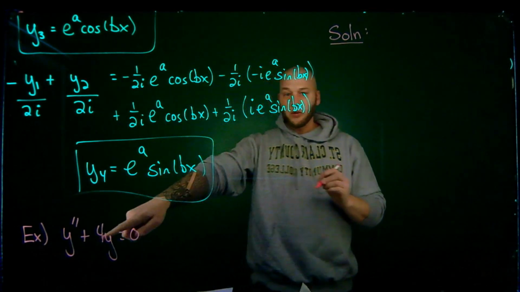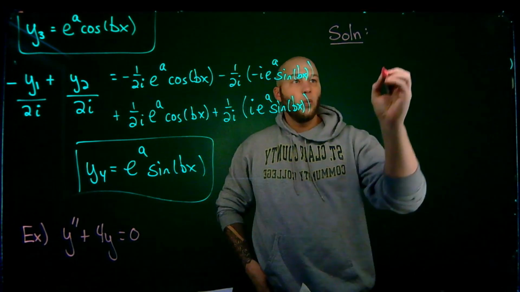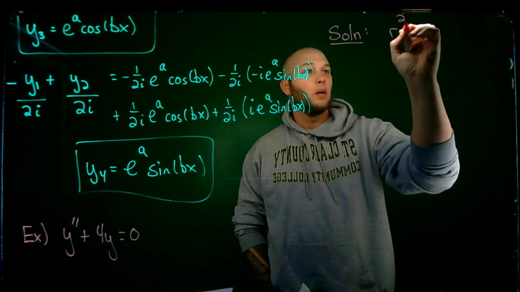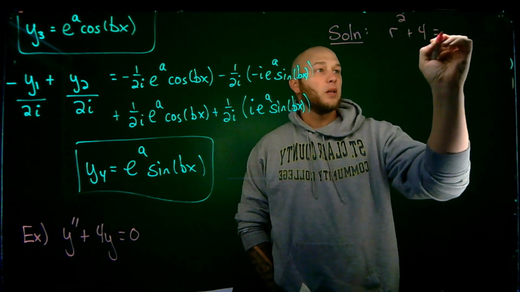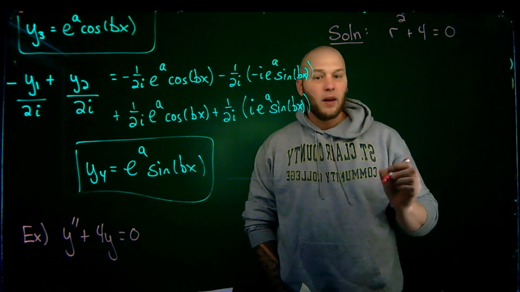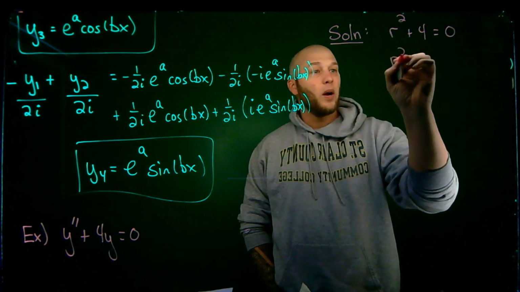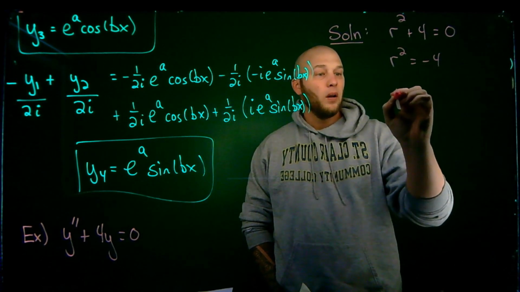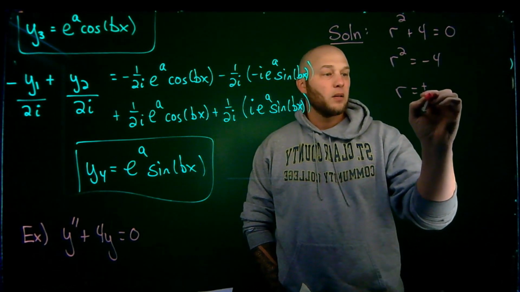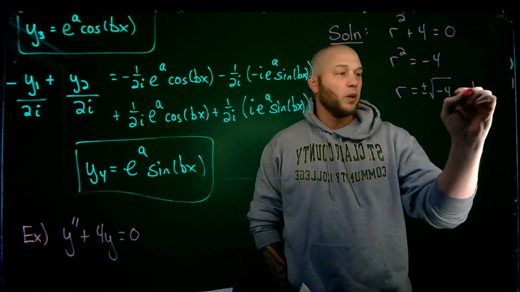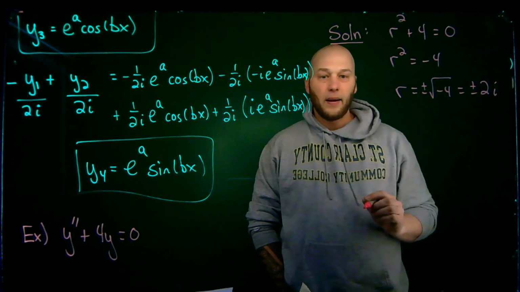Characteristic equation for this differential equation would be r squared plus 4 is equal to 0. And then I'm going to subtract 4, take the square root. I get r squared is negative 4. So r is plus or minus the square root of negative 4, which is plus or minus 2i.